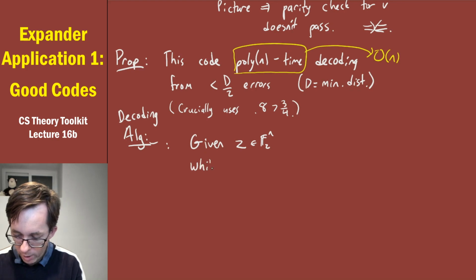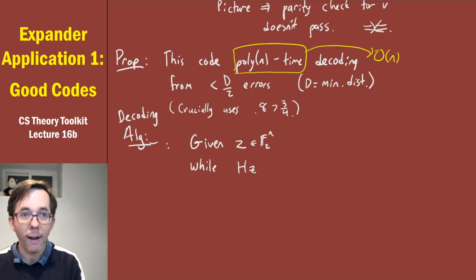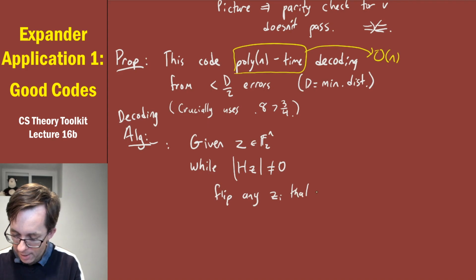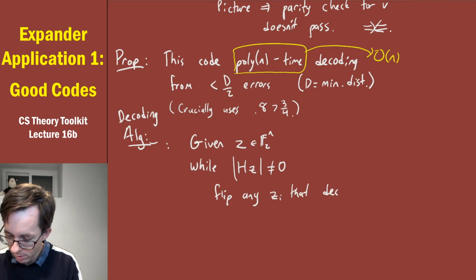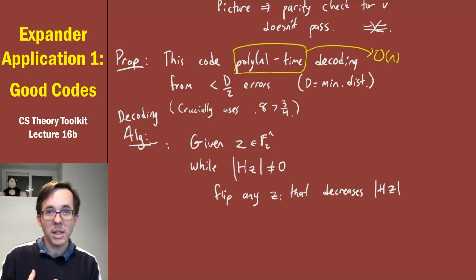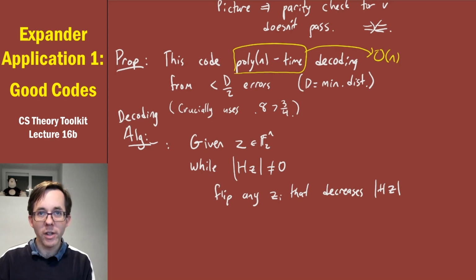It's a while loop. While H times z does not have Hamming weight 0, flip any bit of z that causes this Hamming weight to decrease. Okay? So if you get down to the case where H times z has Hamming weight 0, it means it's the 0 vector, which means it's a code word. And if you're not at a code word, then just go through all the bits of n and try flipping them and see if that decreases the number of failing parity checks.